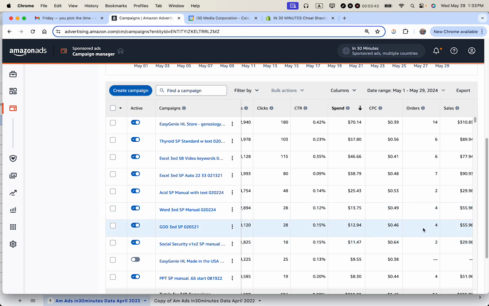And then kind of above it, there's another one. This is a big problem. 2 orders, more than $25. It works out to more than $12 spent per sale. So this is a campaign probably going to turn off, or really look under the hood and see what's going wrong.